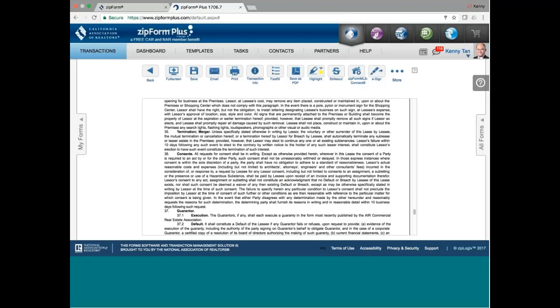Let's look at this one, number 35, termination or merger. Unless specifically stated otherwise in writing by lessor, the voluntary or other surrender of this lease by lessee, the mutual termination or cancellation hereof, or termination hereof by lessor for breach of lessee, shall automatically terminate any sublease or lesser estate in the premises. So, for example, if you're a sublessee and your sublessor decided that he wants to end his lease, if he ends his lease, so will your sublease end with the termination of his lease.